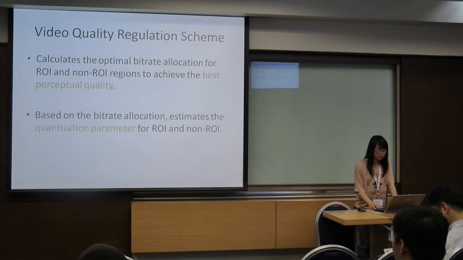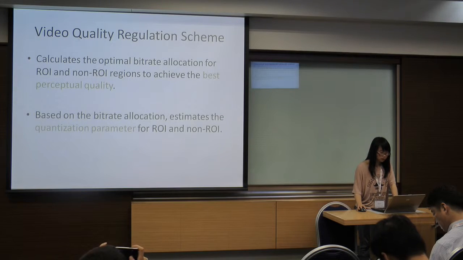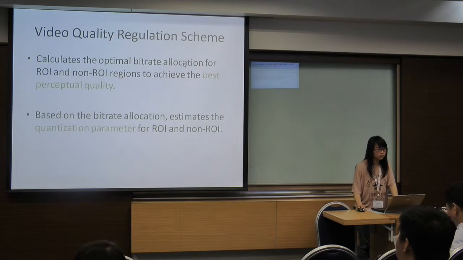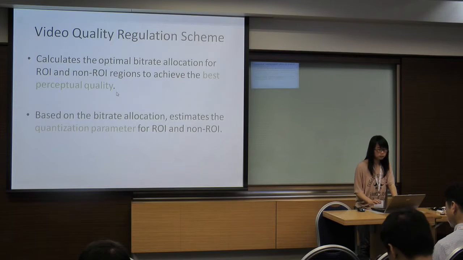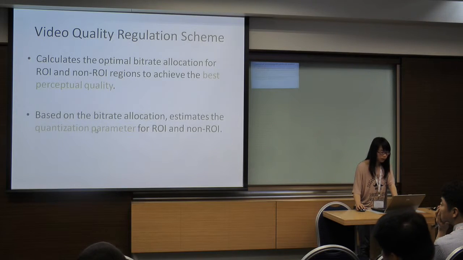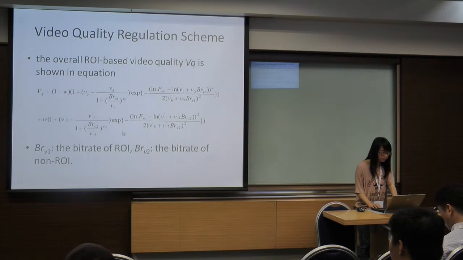Another problem is how to regulate the video quality under the limitation of bitrate and bandwidth. So we have to calculate the optimal bitrate allocation for ROI and non-ROI to achieve the best potential quality, because if most of the bitrate goes to the ROI, there may be a sharp contrast between the ROI and the non-ROI video. Then, based on the bitrate allocation, we estimate the quantization parameter for the ROI and the non-ROI.